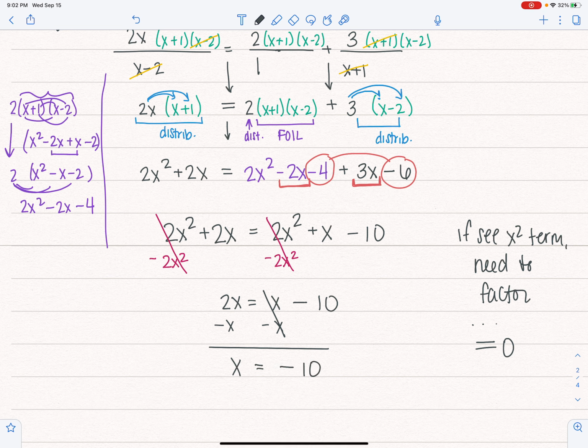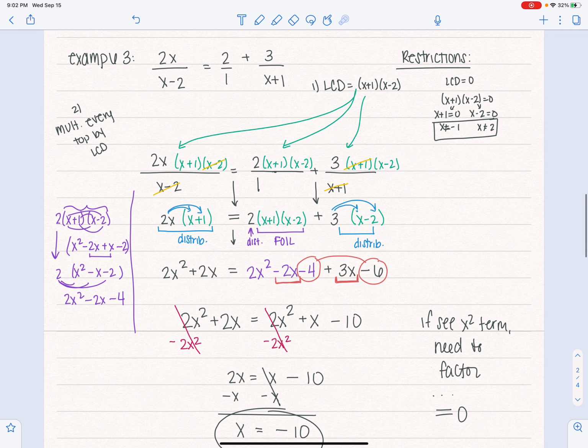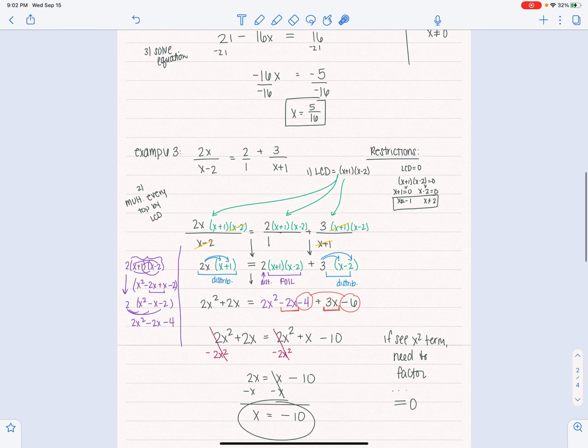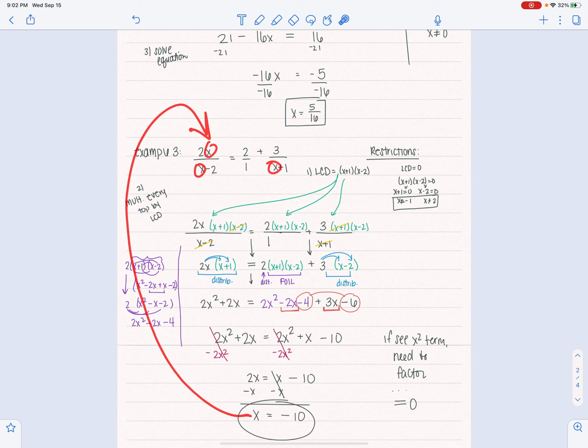So I will check that. When I look back at my restricted values, they were negative 1 and positive 2, and I have a solution of negative 10. Because those are not the same, I can say that negative 10 is my solution. And so I would type that in as my solution, negative 10. Again, you can check this. You could plug in a negative 10 everywhere you see an x, and that would make your solution true if we got it correct.